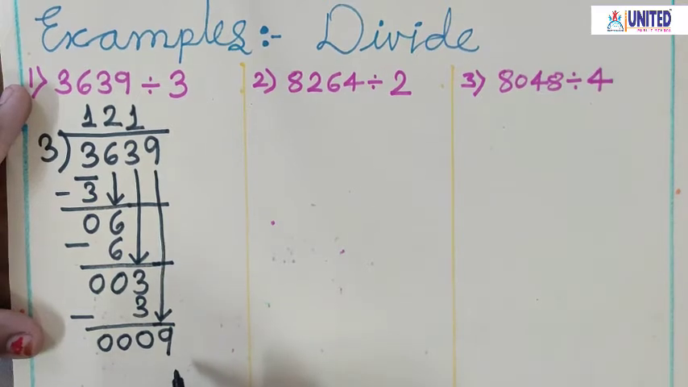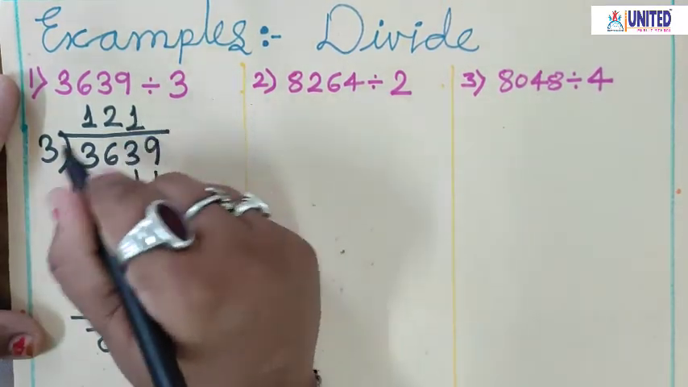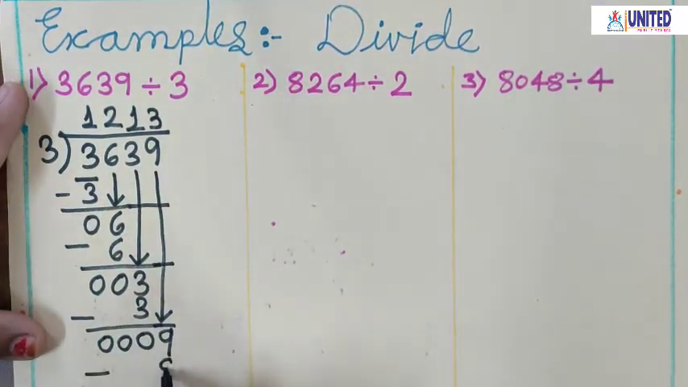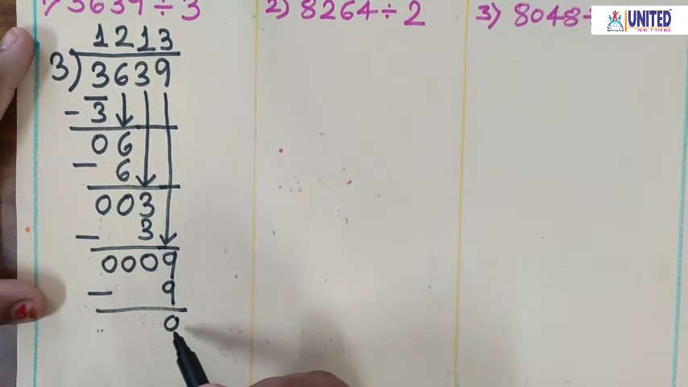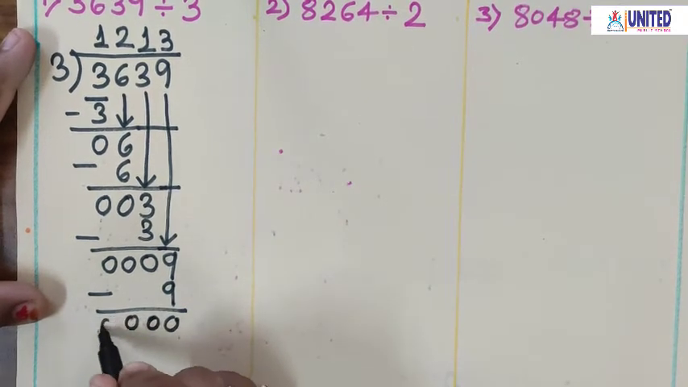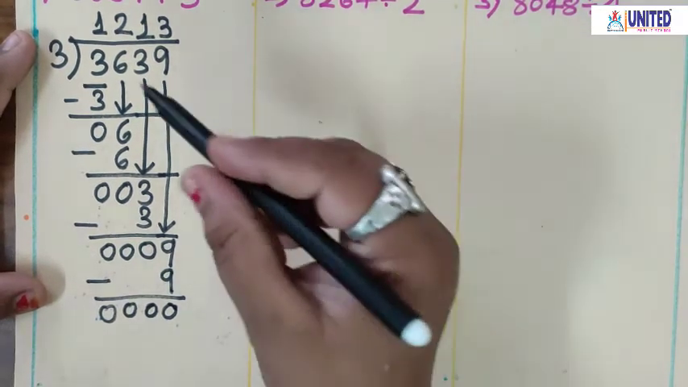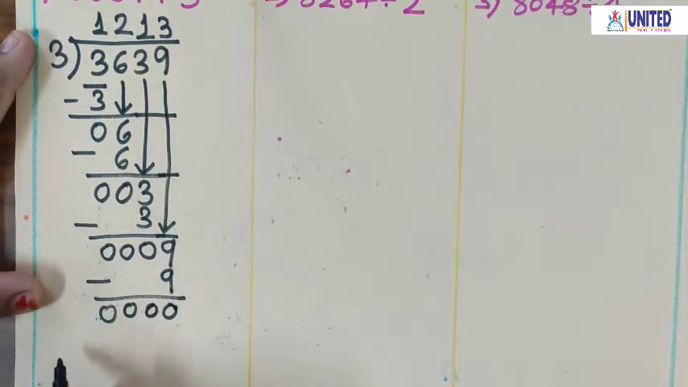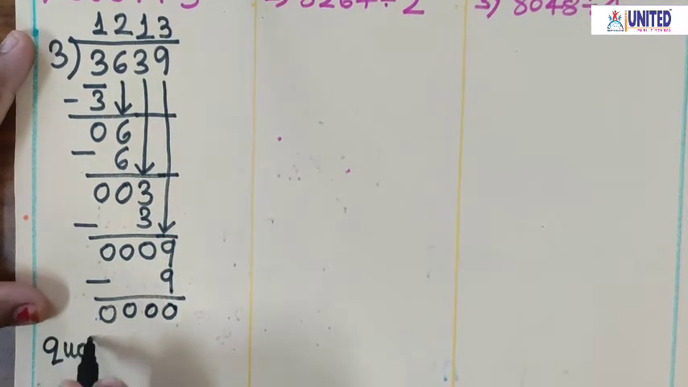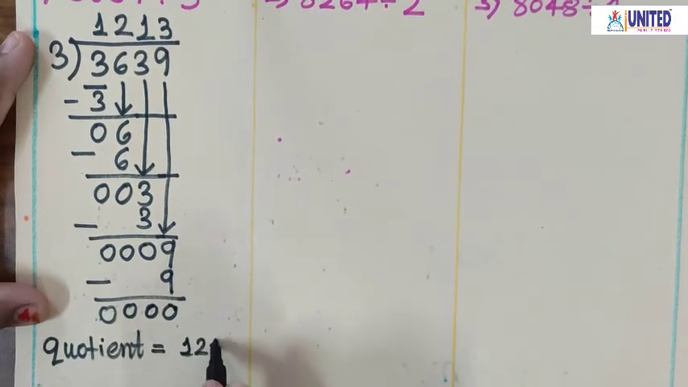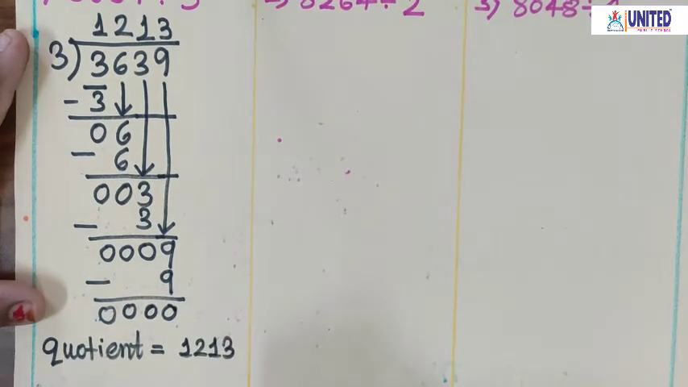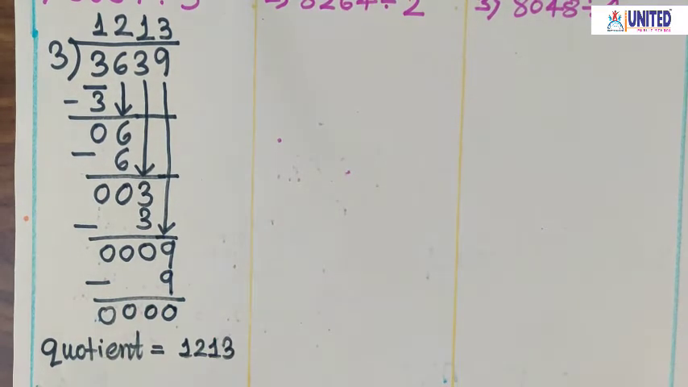Now again see, 9 is greater than or equal to 3. It is greater than 3. So we can divide it. So we divide 3 3s are 9. So 9 minus 9 is 0. So we have to write all these 0, 4 zeros. Right? So what is the answer here? Our quotient here? 1213. So write down the downside. Quotient is equal to 1213. Right? So in this way, one by one number, you have to take the downside and solve this divide.